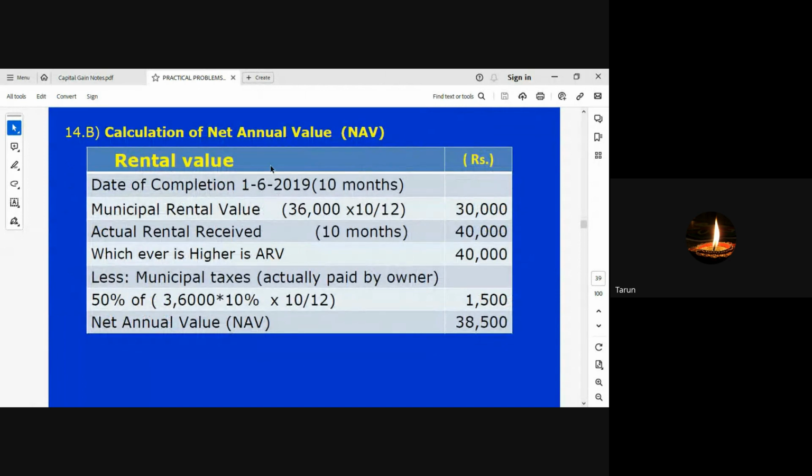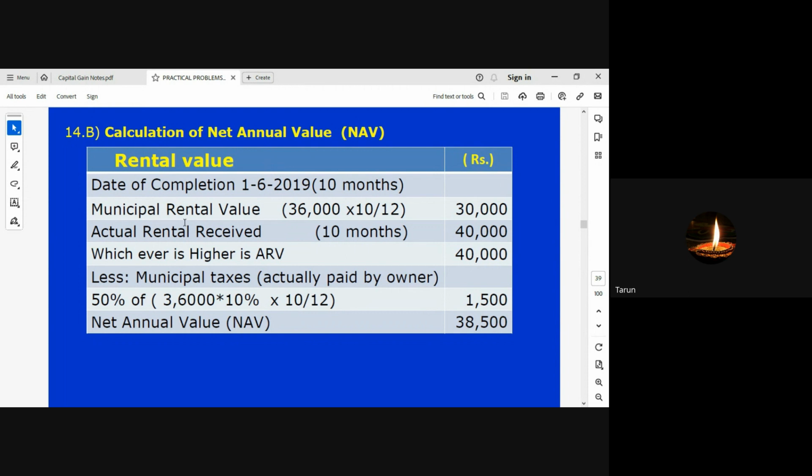So the date of completion is 1st June 2019. Let's begin: June, July, August, September, October, November, December, January, February, March. That is 10 months. Counting the whole financial year from 1st June 2019: June, July, August, September, October, November, December, January, February, March. So that is 10 months.